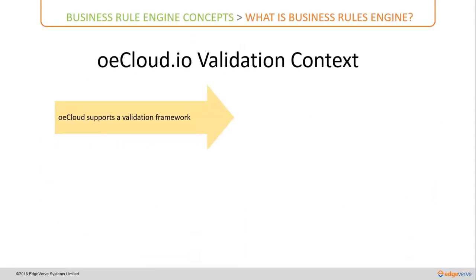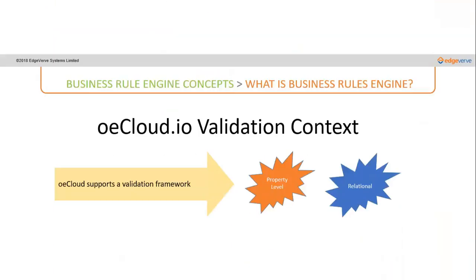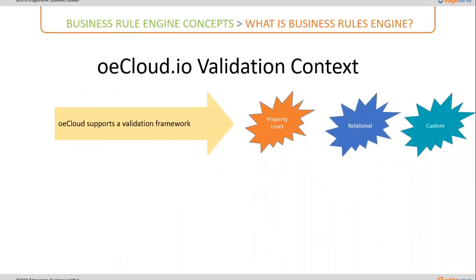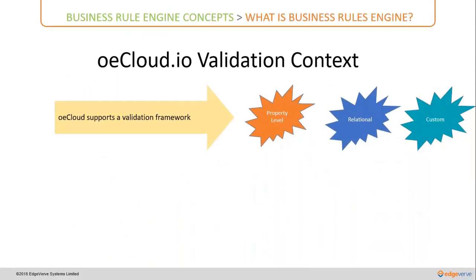Before we get on to what is a business rules engine, let us first understand oecloud.io's validation context. oecloud.io supports its own validation framework, and as part of that we have seen how to implement property level validations, relational validations, and custom validations. All these validations are written inside the model definition. So that is how we develop any kind of validations that we require.